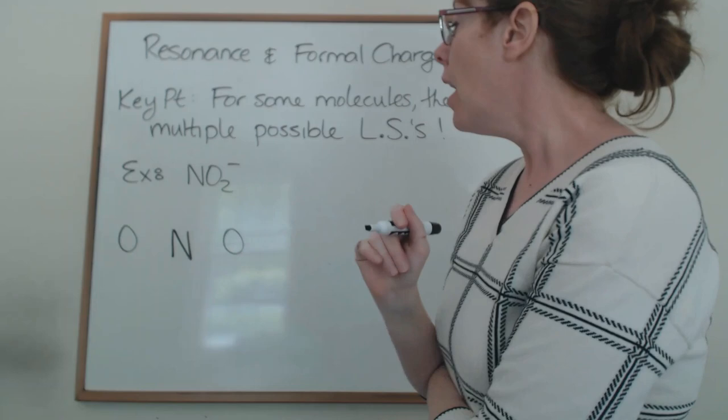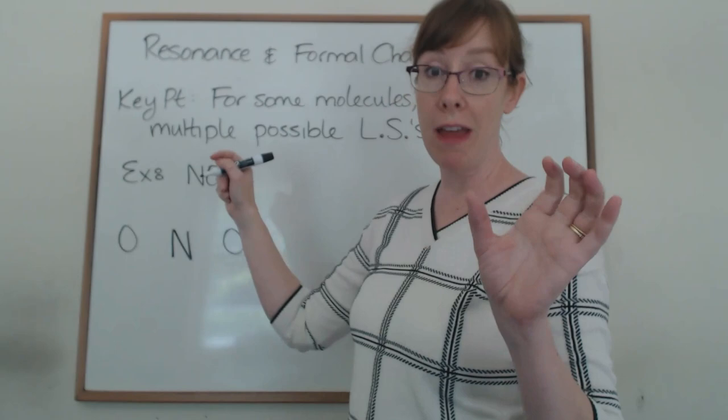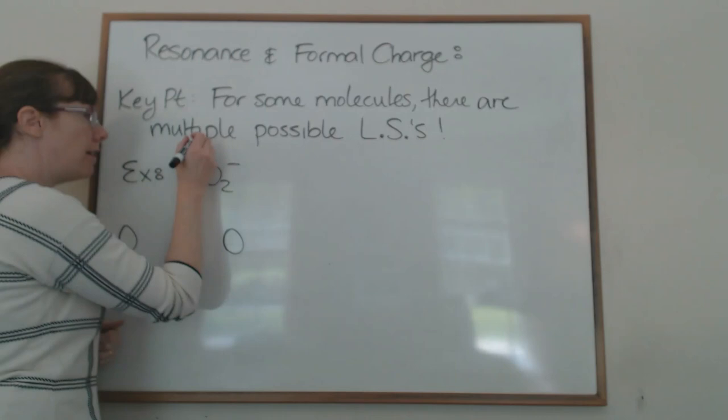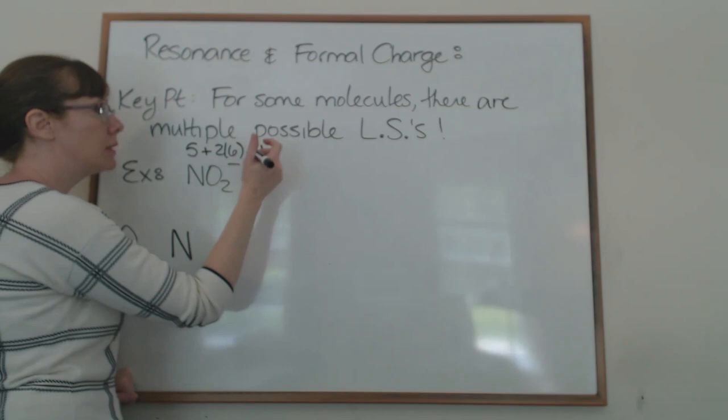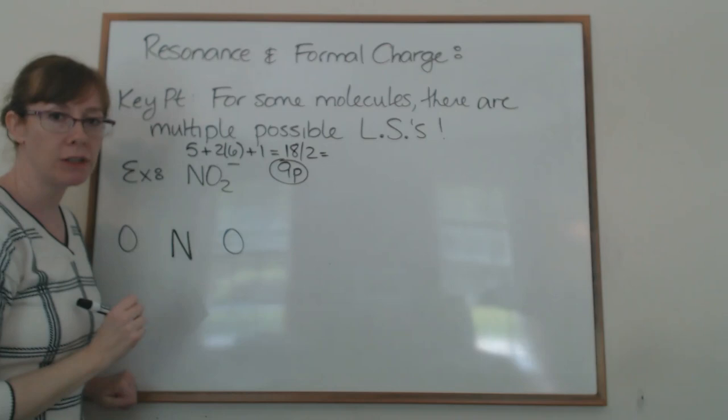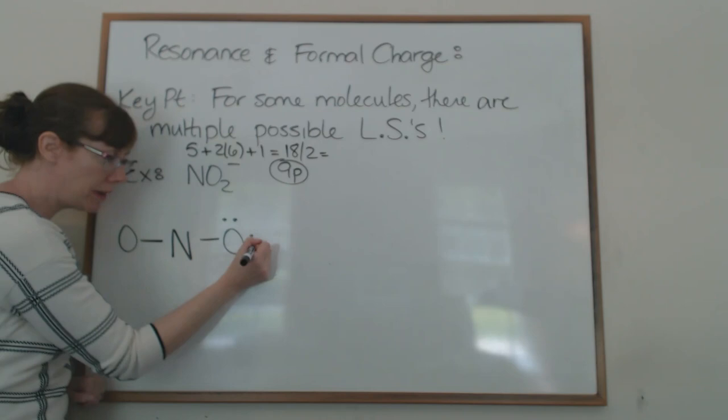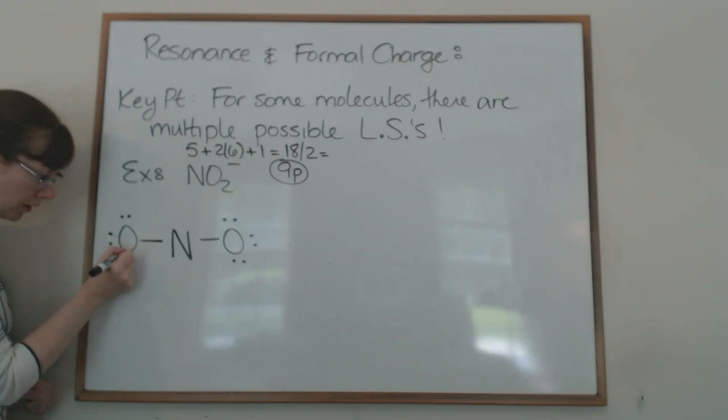Okay, so next step is get your total number of valence electrons and divide by 2 to get your total number of electron pairs. So nitrogen has 5. Oxygen, there's 2 of them, they each give us 6. We are going to have to add 1 extra electron for that negative charge. So 5 plus 12 is 17, plus 1 is 18, divided by 2 is 9 pairs. 9 pairs is what I have to work with. So now I connect my atoms together. Then I assign lone pairs to my terminal atoms first, satisfying them. Let's see where I am.